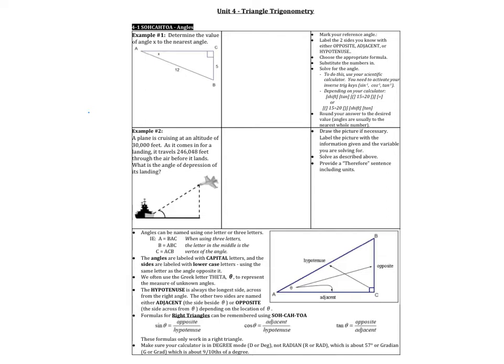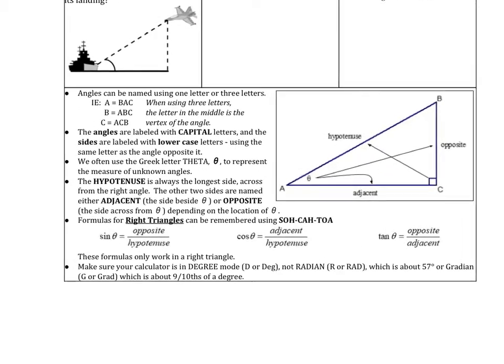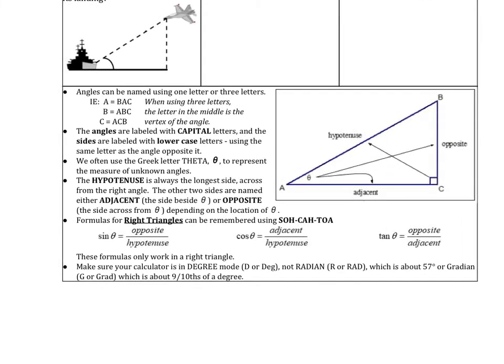So, triangle trigonometry looks at solving for sides and angles in triangles. And the first 2 days we're going to be working on right-angled triangles. The first day we're going to be learning how to just solve for missing angles. Before we do that, we just need to remind you of how you label a triangle.